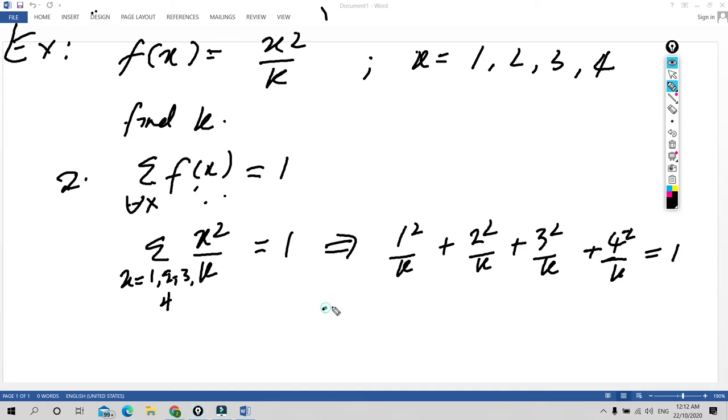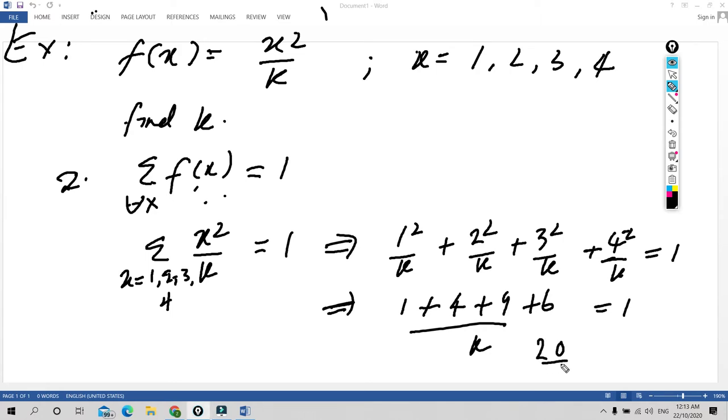In other words, this is equal to (1 plus 4 plus 9 plus 16) over k equal to 1. So here you have 20 over k equal to 1. In other words, k is equal to 20. So this is how we find k. So k here is equal to 20. Okay, this is example number 1.